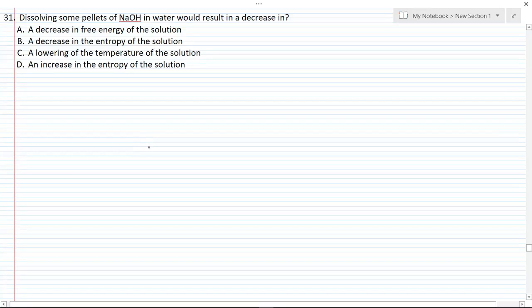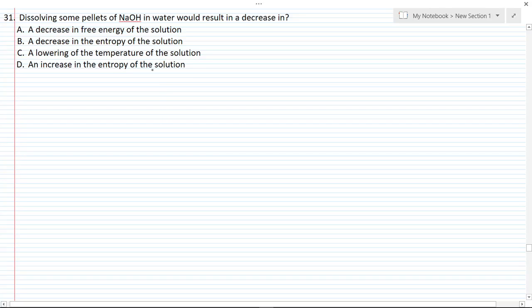of NaOH in water would result in a decrease in, A, a decrease in free energy of the solution, B, a decrease in the entropy of the solution, C, a lowering of the temperature of the solution, finally D, an increase in the entropy of the solution.